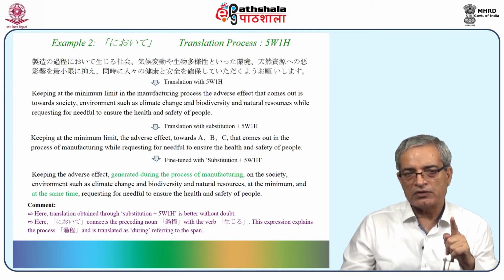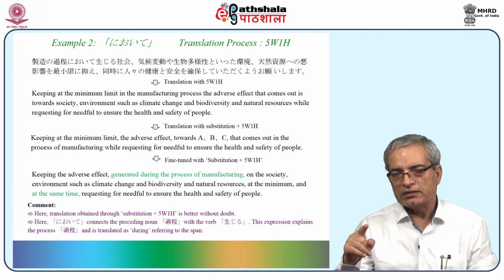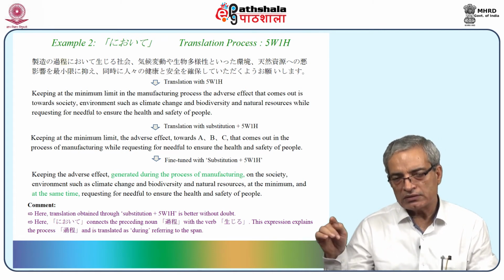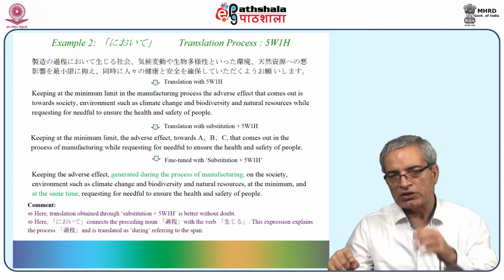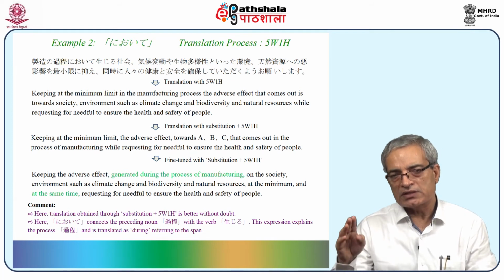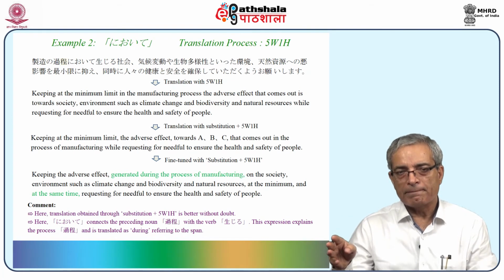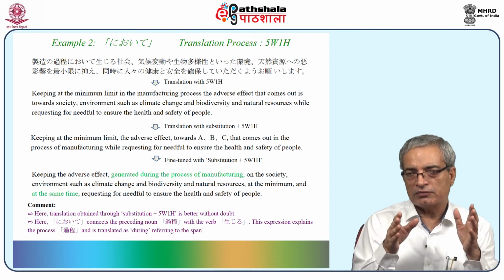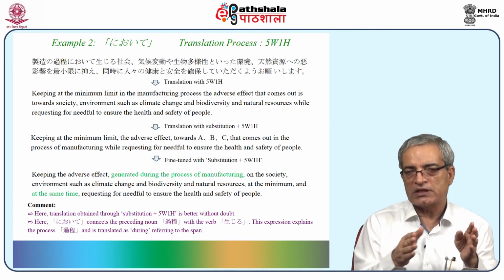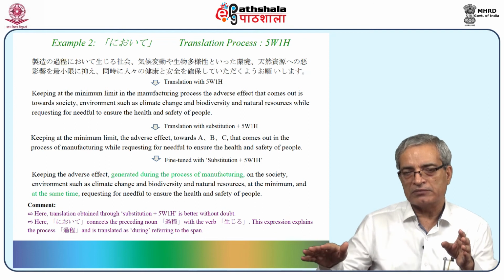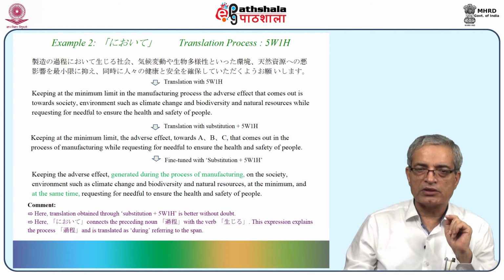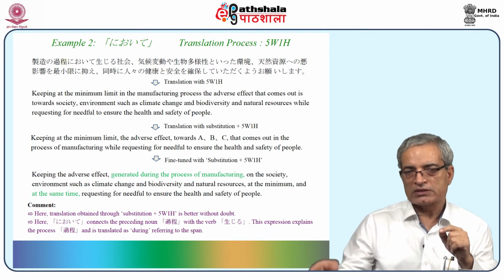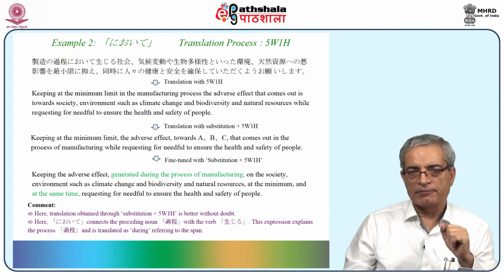Keeping the adverse effect which is generated somewhere, that is generated during the process of manufacturing, at the minimum, and keeping the adverse effect on something, on the society, environment such as ABC, at the minimum. So there are three components. One is keeping the adverse effect at the minimum. This is one clause, and the second is which is generated during the process of manufacturing, and the third is on something, on the society, environment, etc.